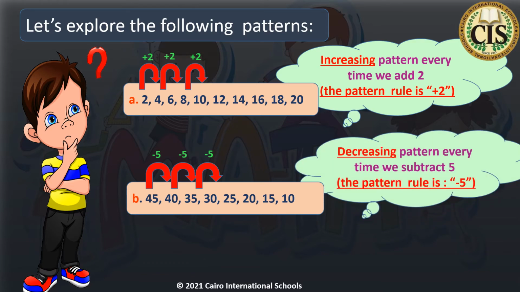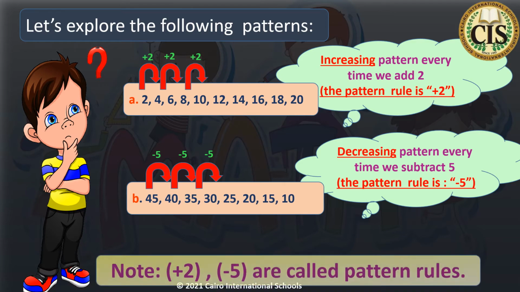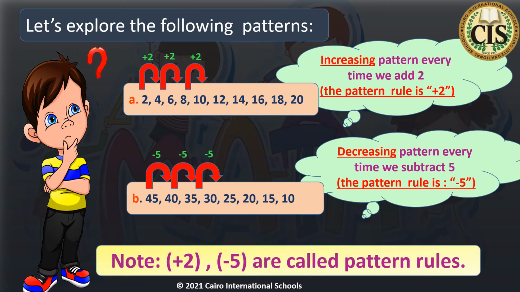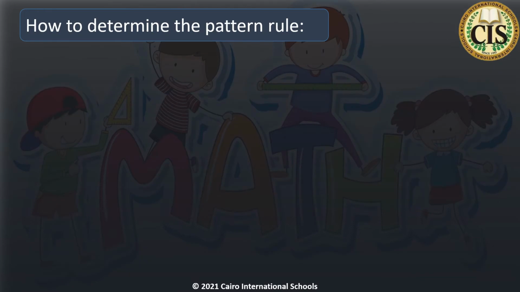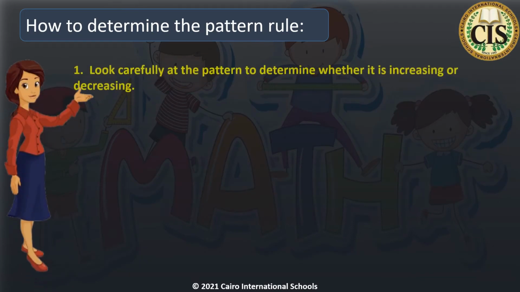So this pattern is a decreasing pattern. This pattern is decreasing. Why? Because numbers are getting smaller. 45, 40, 35 and so on. And the pattern rule is minus 5 because each time we are subtracting 5. How to determine the pattern rule? Look carefully at the following steps.